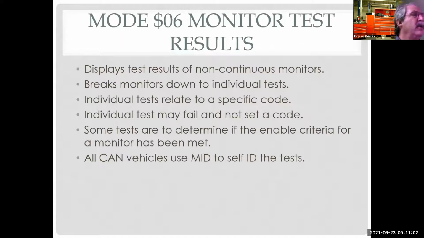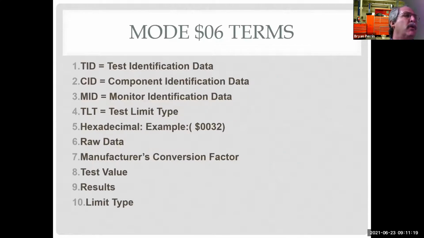So this is really a way, and it really varies by vehicle. Some vehicles support mode 6 really well. Other ones, not so much. But this is a way of kind of dissecting what's happening in order to try to help us make a better diagnostic decision. So our mode 6 terms are TID, SID, MID, which I talked about.